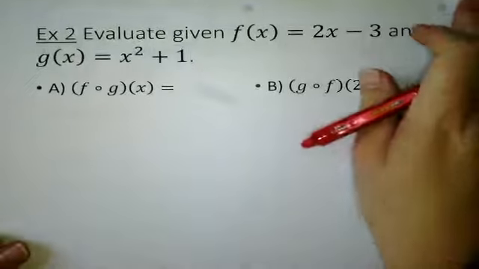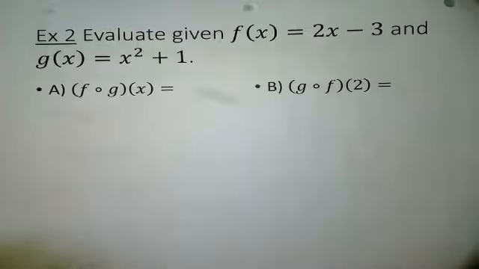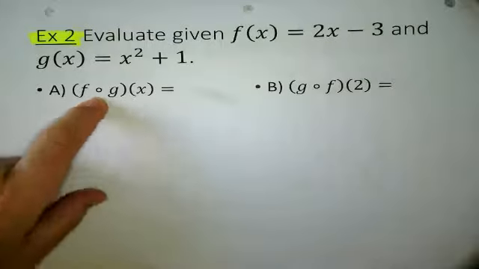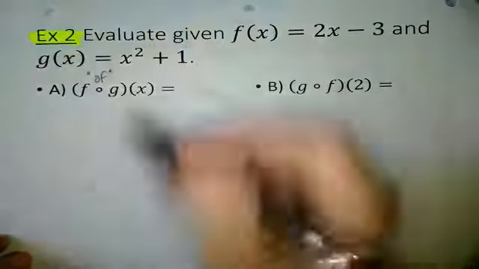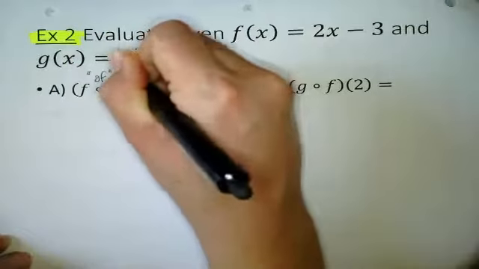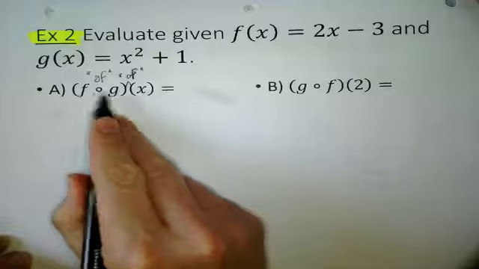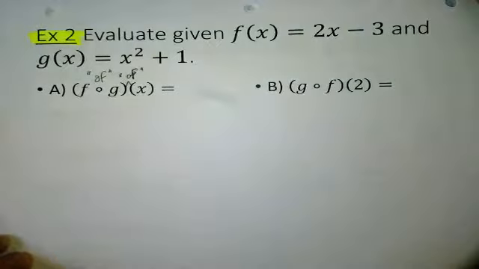Let's try some composition. So here is composition of functions. Example 2, evaluate given f and g. So composition is a little more challenging and something you want to pay attention to. And I like to think about it as an outside function and an inside function. And first of all, this notation is terrible. I hate it. This is read f of g of x, and it's awful.